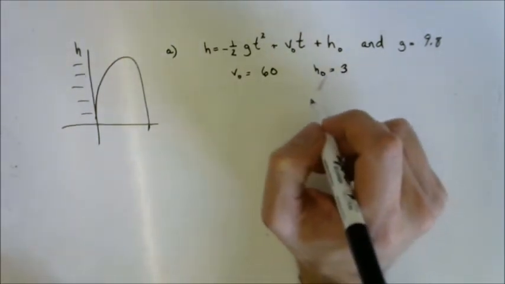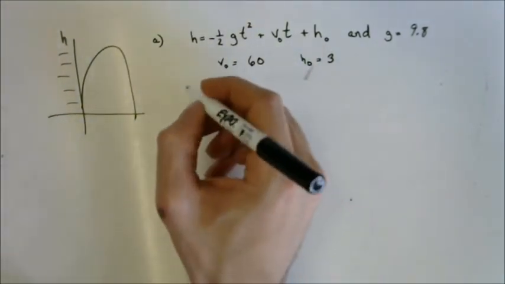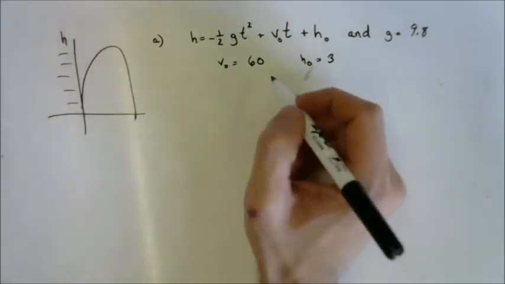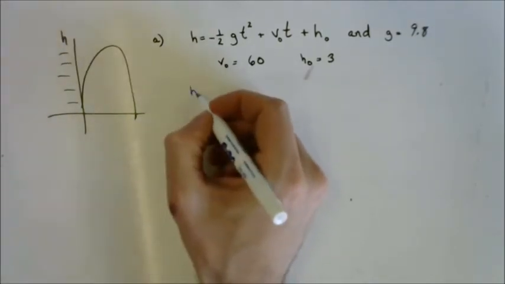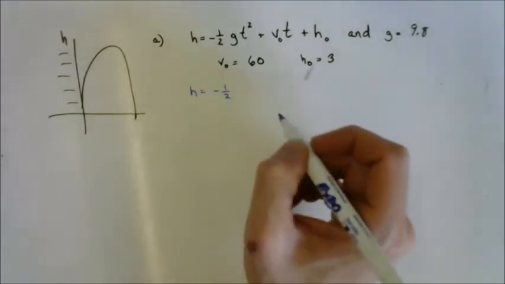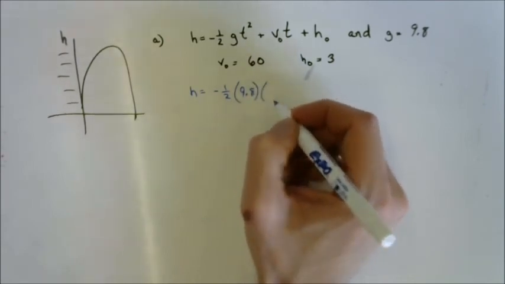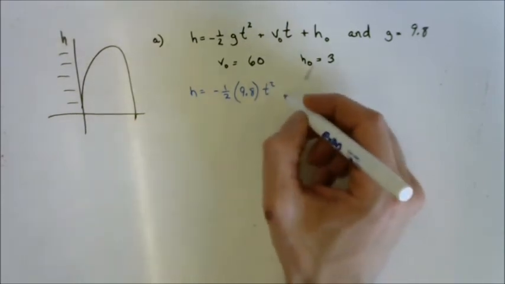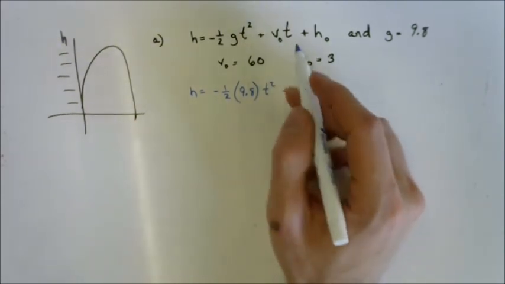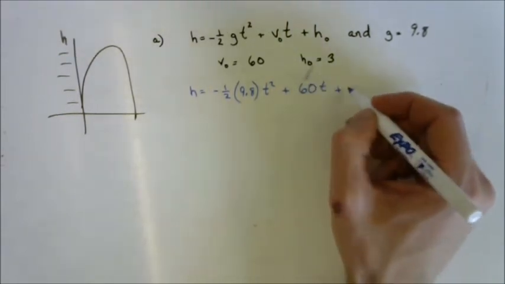So now all I have to do is plug in the things that I know for my variables. They have defined the variables for us already. Now what we're going to do is sub these things in. So we've got h is equal to -1/2, and here's where I'm going to sub in g, which is 9.8, and I'm going to sub in t. Oh no, I don't know t, so it's still just t squared. That's what we're finding. I'm going to add velocity times t, which is 60 times t, and I have the initial height of 3.